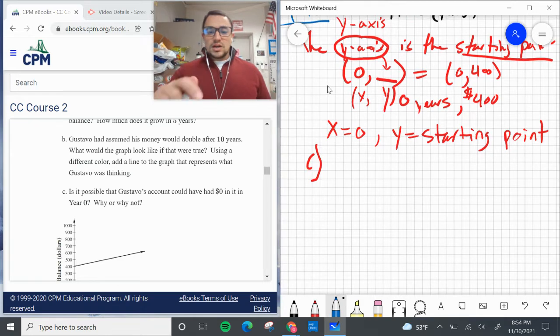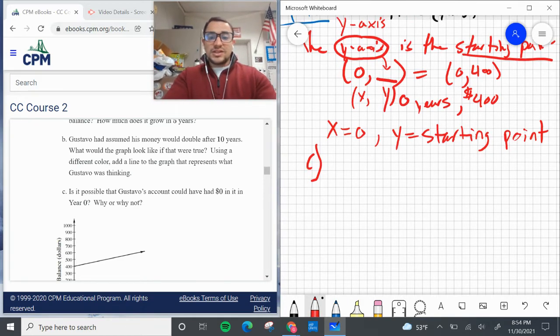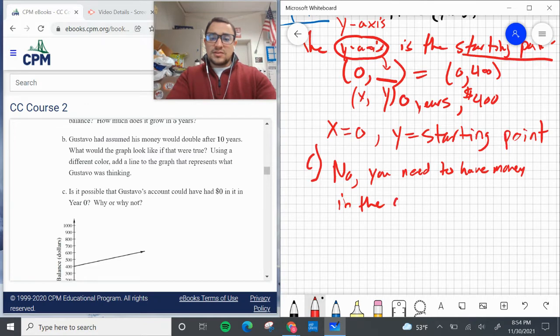All right, for C, is it possible that an account could have $0 in 0 years? No. You need to have money in your account in order to make money, which is to gain interest.